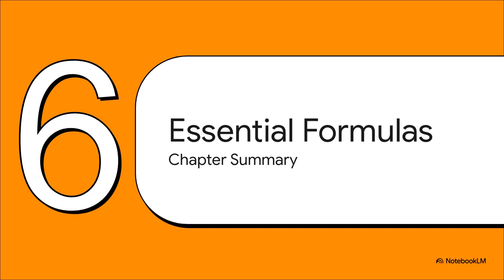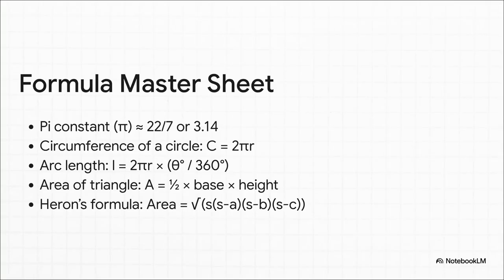Section 6, Essential Formulas and Summary. Let's wrap up our lesson by consolidating everything you need to know to completely ace this chapter. We have covered a lot of ground today, quite literally. Go ahead and take a screenshot of this master formula sheet right now. You've got your pi constant and your circumference formula. Notice that arc length formula? That is literally just the circumference formula multiplied by whatever fraction of this circle's 360 degrees you're looking at.